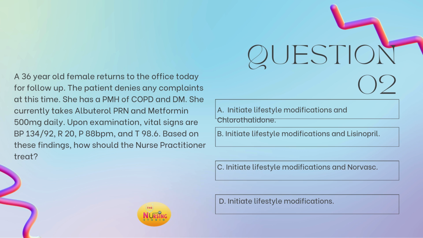So here, B is your best answer. You want to initiate your lifestyle modifications and lisinopril because they are diabetic. We need renal protection. And remembering, know your endings. Pril is an ACE inhibitor, right? Norvasc would have been a calcium channel blocker. We don't need that. Chlorothalidone, we skip that in this equation because of the diabetes, right?